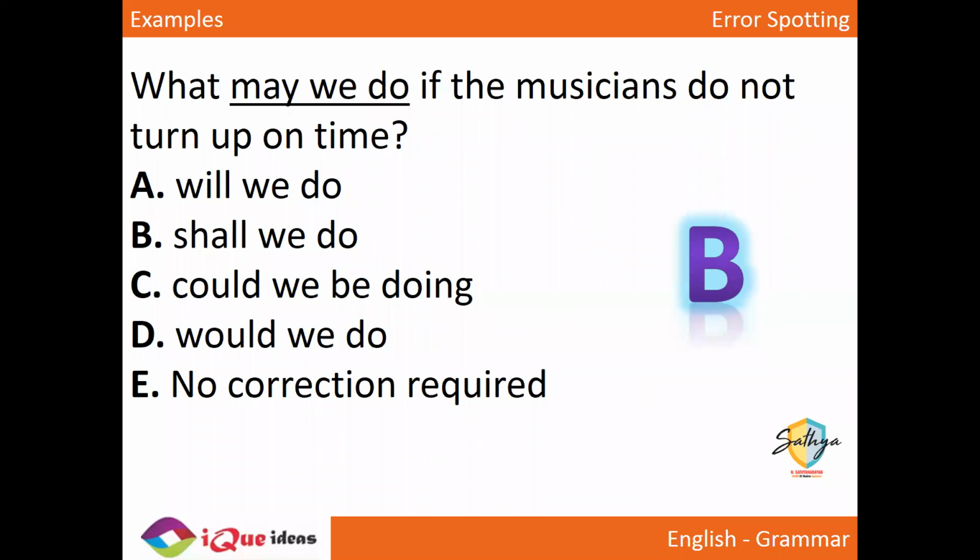Will means you are lost. Shall means you are trying to see what can be done. So what shall we do if the musicians do not turn up on time. Could we be doing, कुछ ज्यादा ही हो गया. What would we do, हम क्या करते, ऐसा नहीं है, हम क्या करेंगे. So what shall we do is the best.